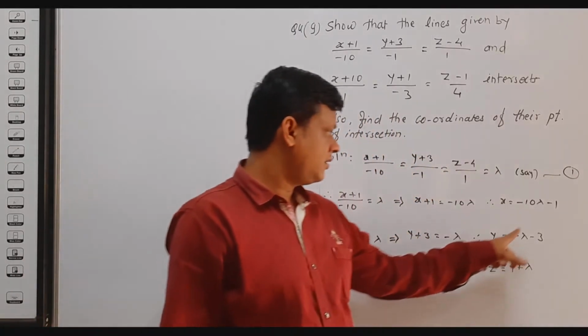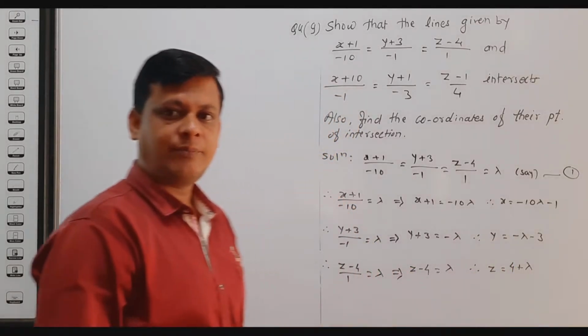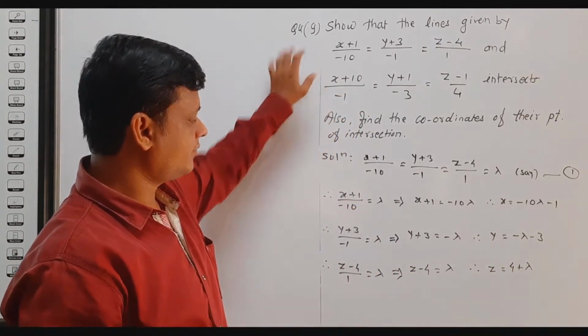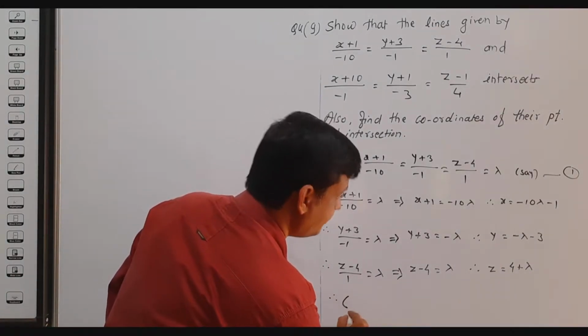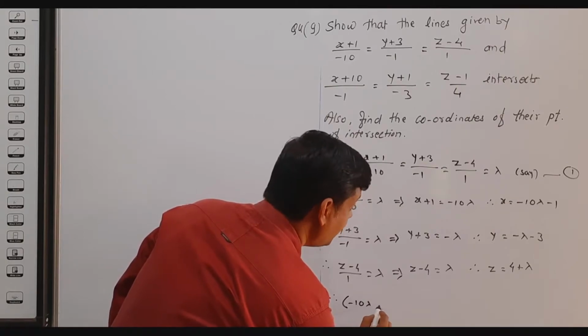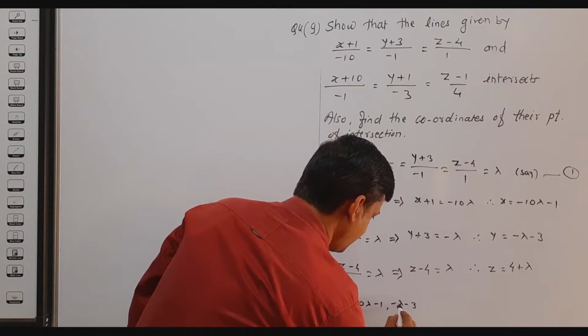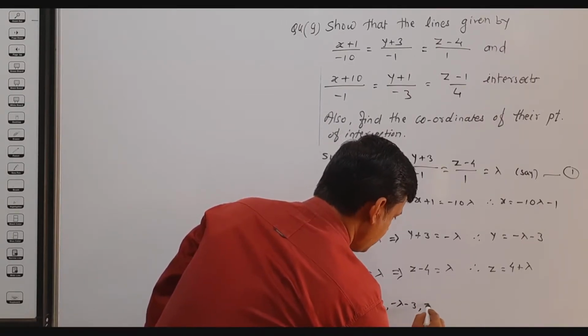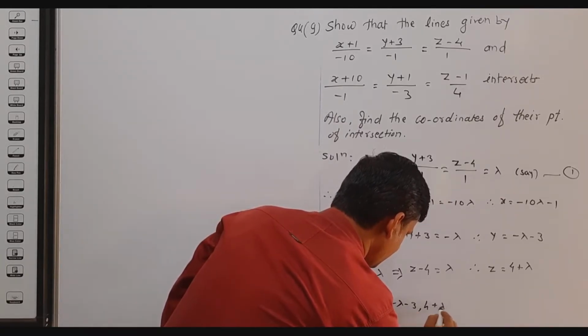Now these values of x, y, z are the point on this line. So we write this as, therefore, (minus 10 lambda minus 1, minus lambda minus 3, 4 plus lambda).